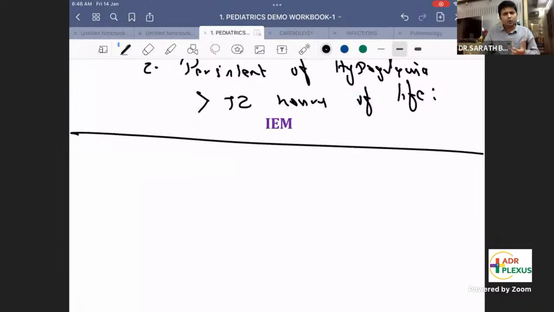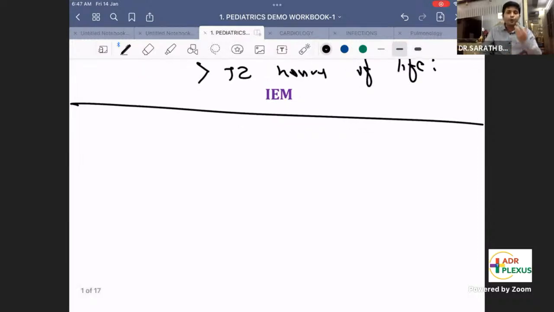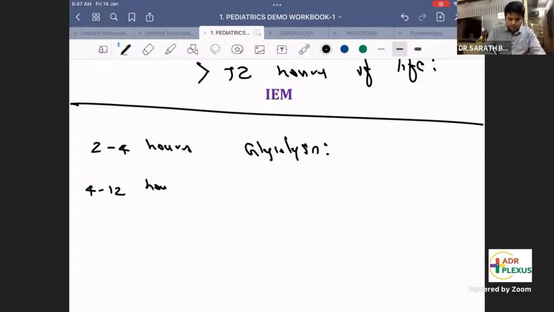Whenever my body has reduced substrate, how is my body able to produce glucose? In the first 2 to 4 hours of life, you will depend on the glycolysis pathway. From about 4 to 12 hours, it is usually the glycogen stored in the liver and the muscle that will be broken down to glucose. That is glycogenolysis.